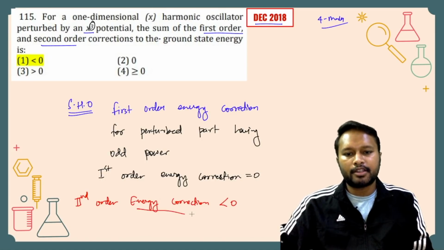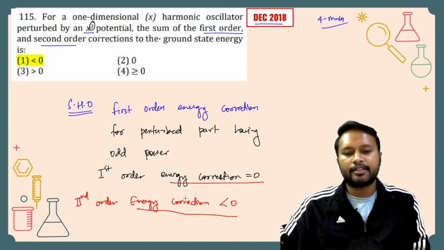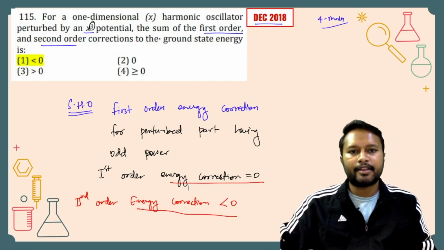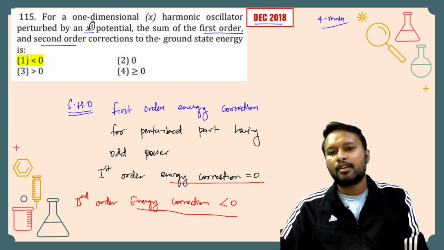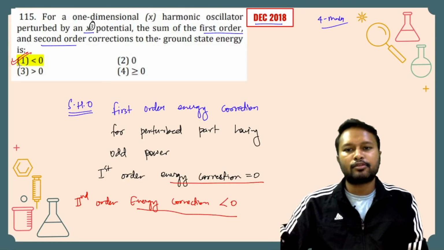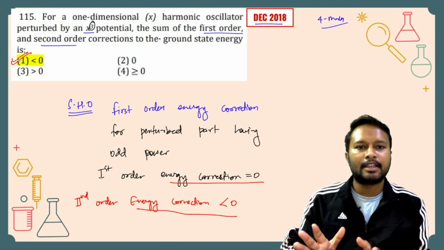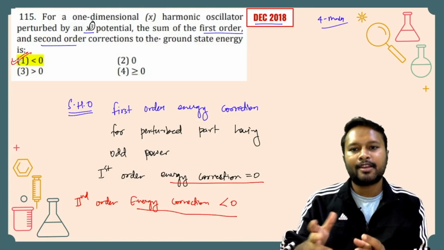So the second order energy correction is negative, the first order energy correction is 0, and the sum of a negative number and a 0 is always a negative number. So the sum of both of them, which was asked in the question, is going to give you a negative term, that is less than 0. So that's how this will be done.